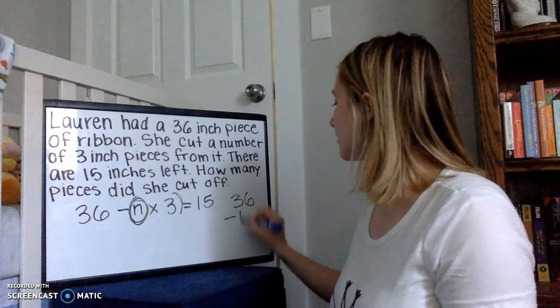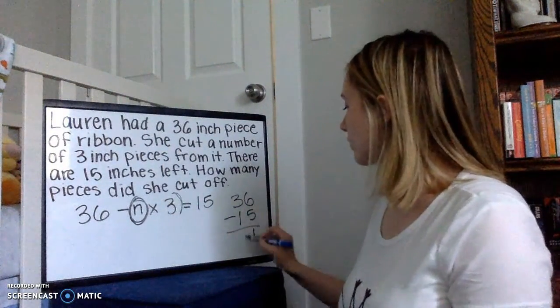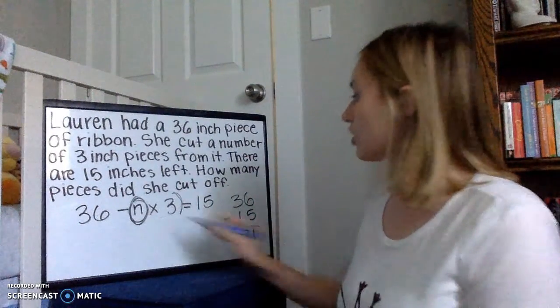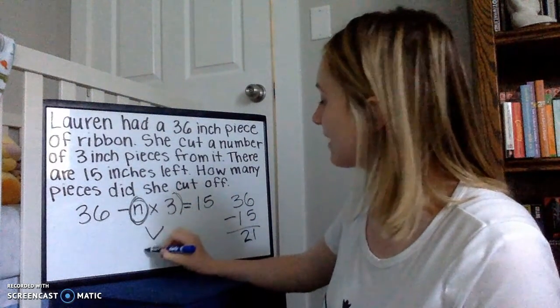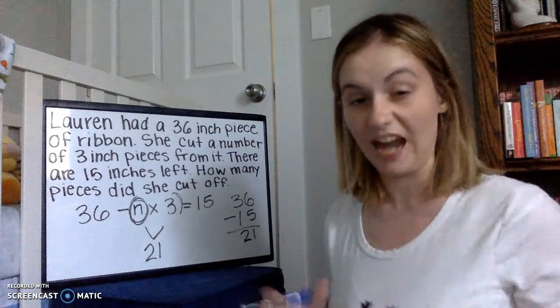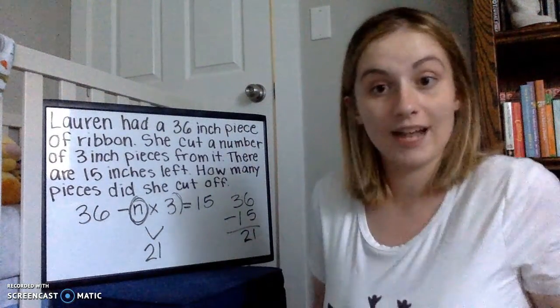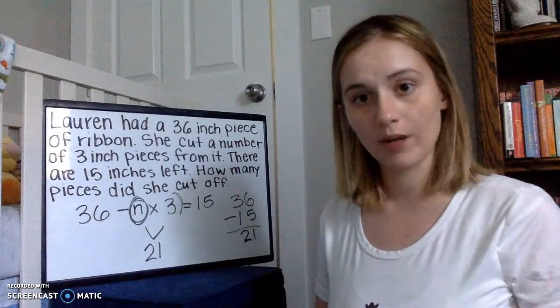36 minus 15. 6 minus 5 is 1. 3 minus 1 is 2. Okay, so this whole thing has to equal 21, right? That whole thing right there. N times 3 has to equal 21. So, what times 3 equals 21?